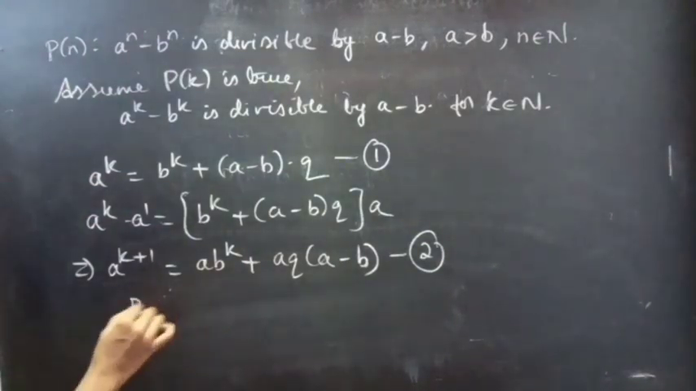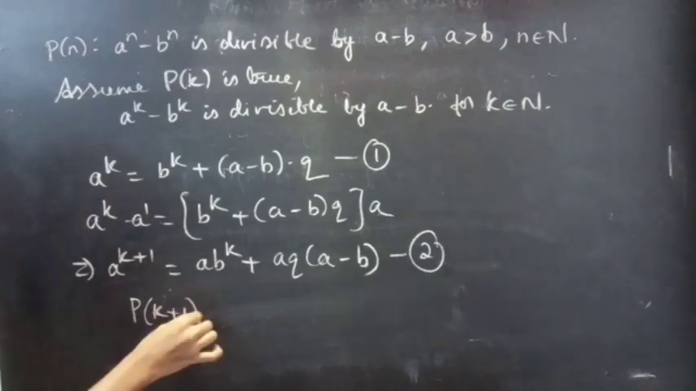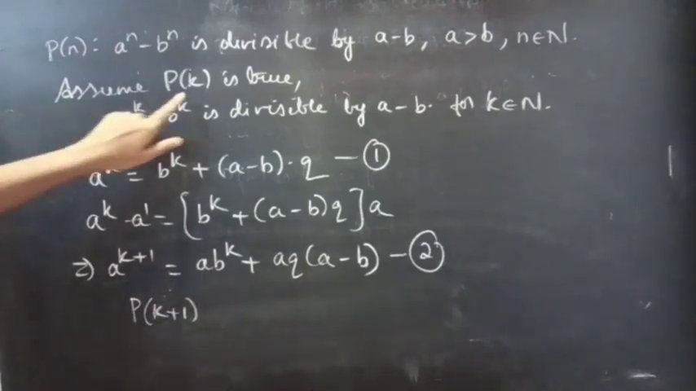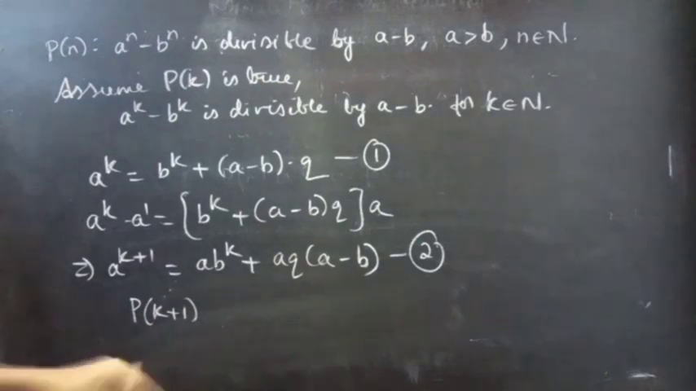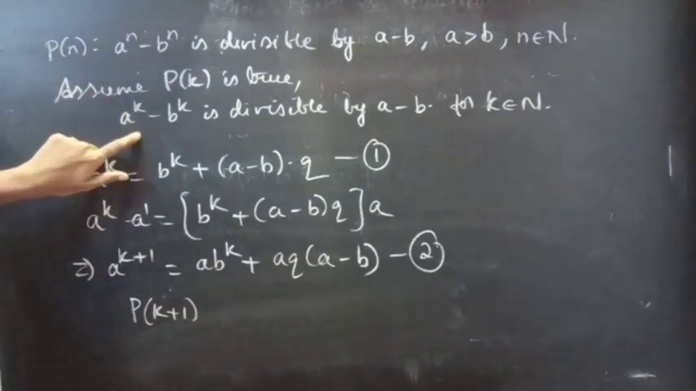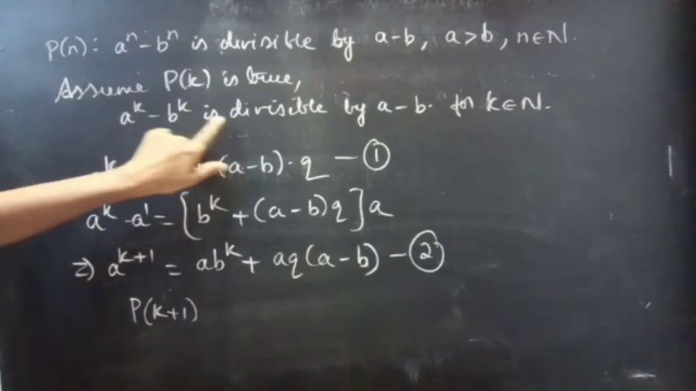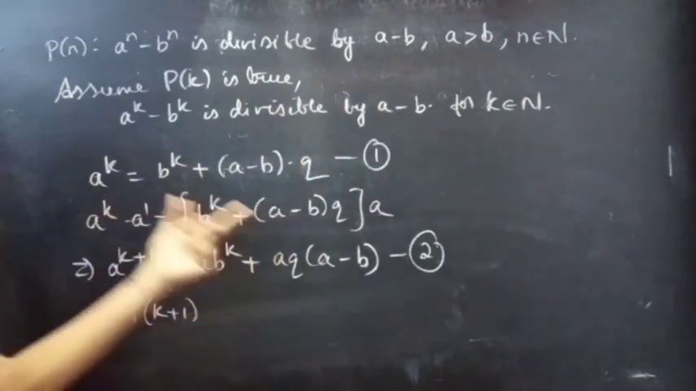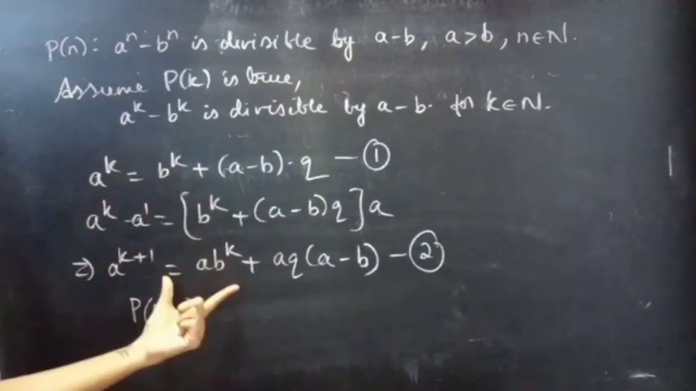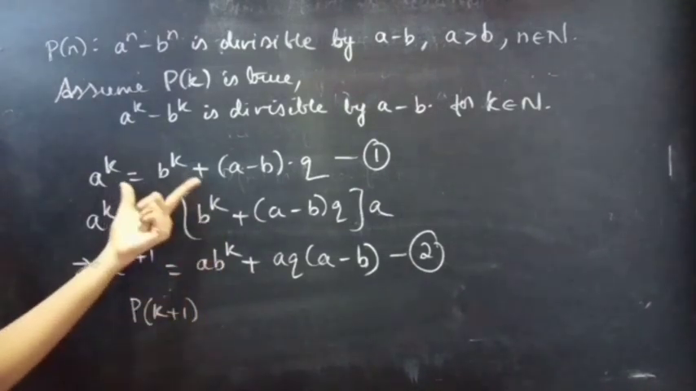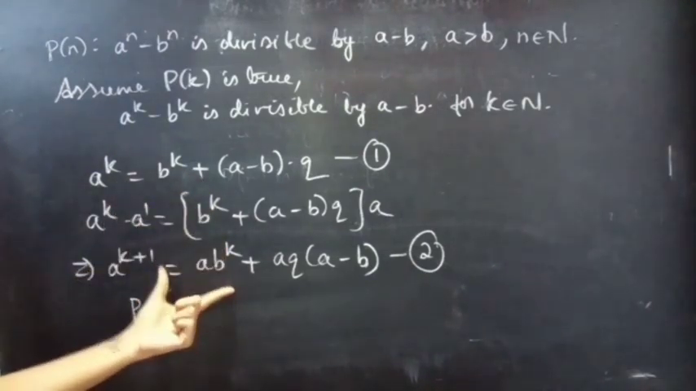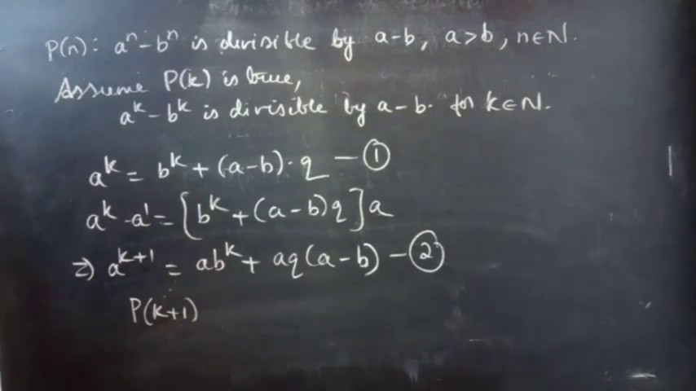Now we can prove P(k + 1) is true whenever P(k) is true. That is, we'll prove P(k + 1) is true using this condition: aᵏ − bᵏ is divisible by a − b. Since aᵏ − bᵏ is divisible by a − b, from that we'll get these two equations. Okay, we can use any of these two equations to prove P(k + 1) is true. So let's see how we'll get.